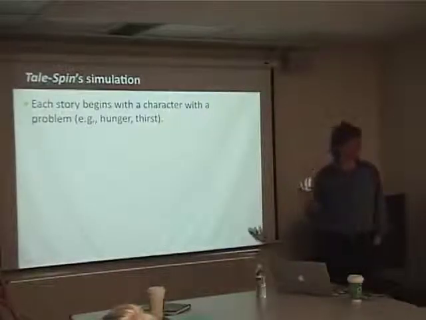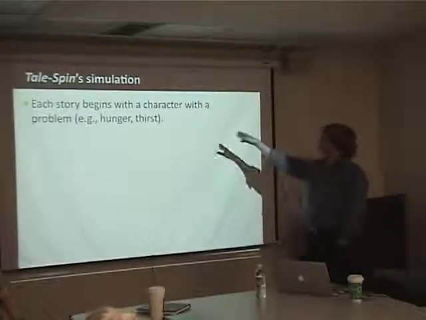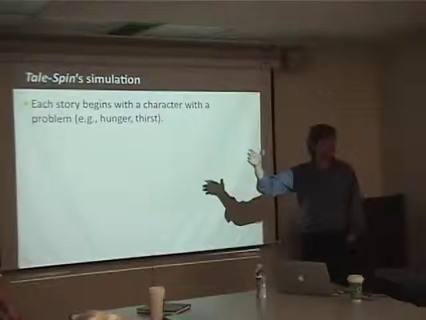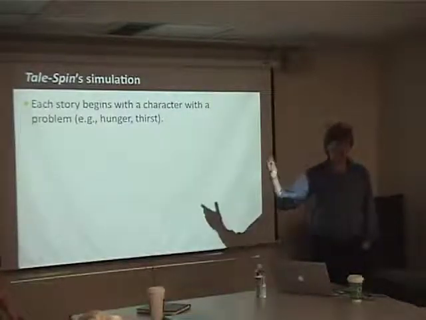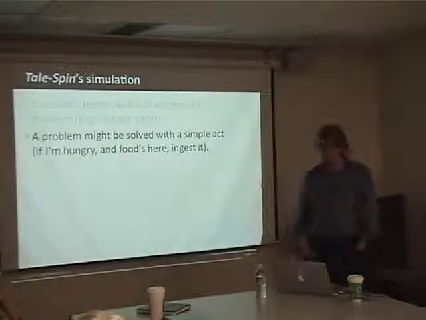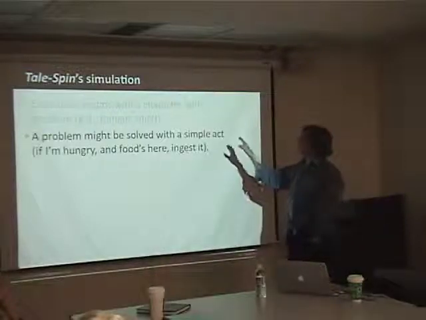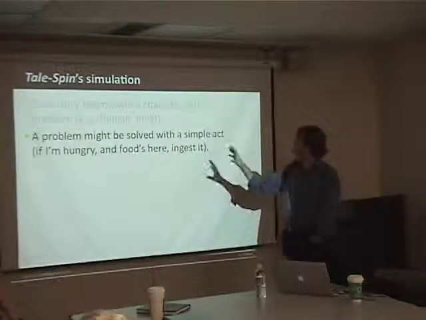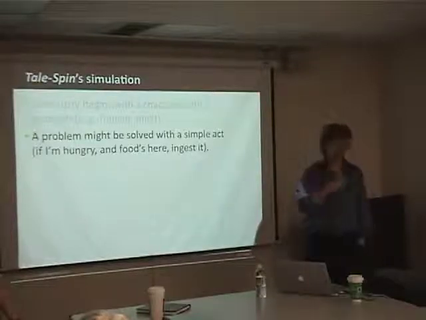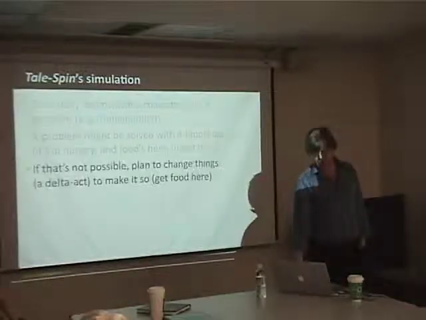So if the simulation is so central to Tailspin, how did it work? Each story begins with a character with a problem. They can be hungry, thirsty, tired, or horny. I'm not making that up, right? A problem might be resolved with a simple act. So sticking with hungry, if I'm hungry and food is here, I ingest it. I take that simple act, I've solved my problem.